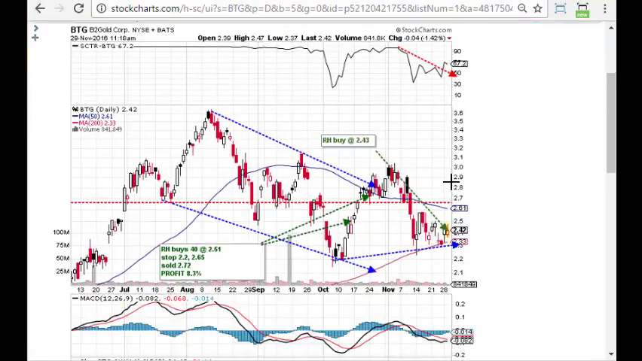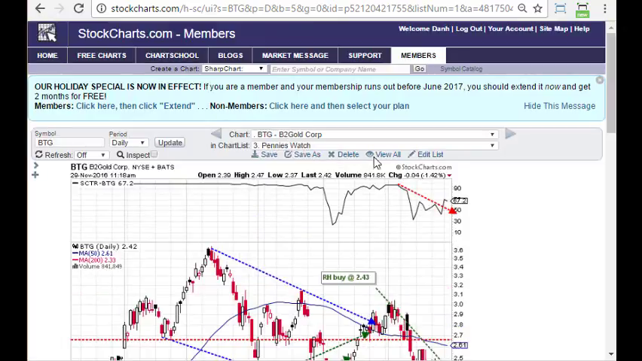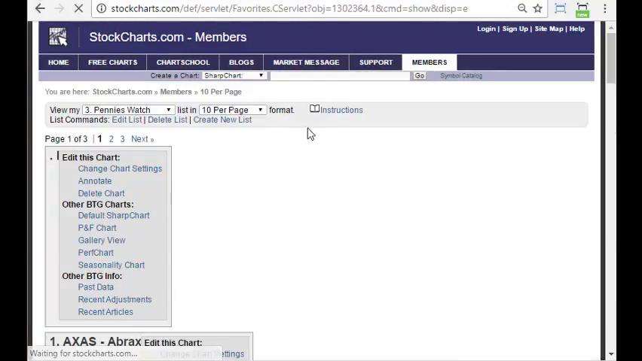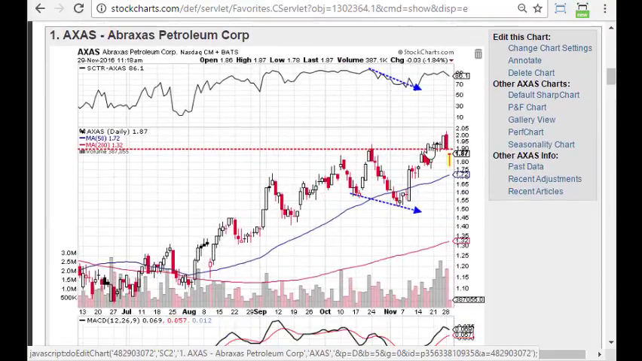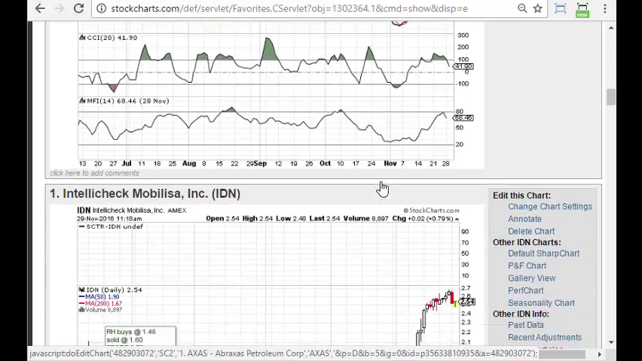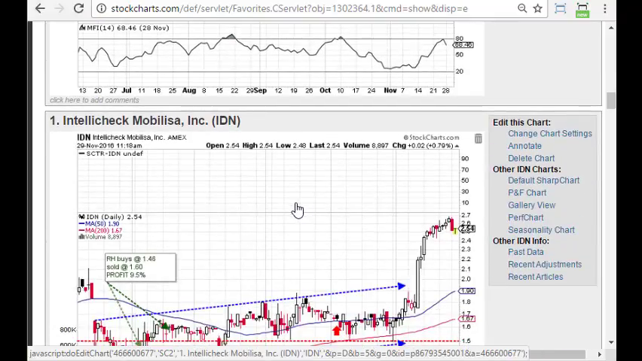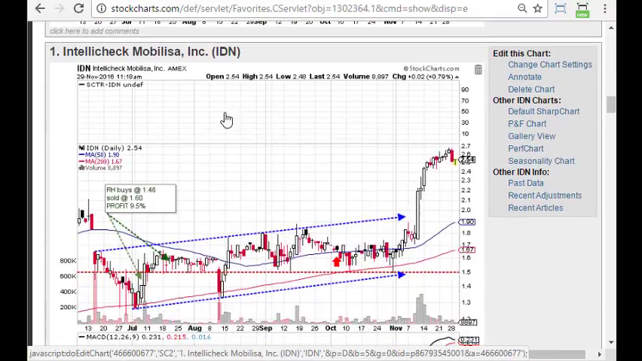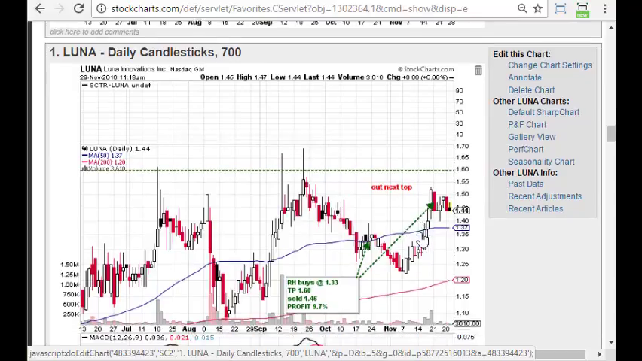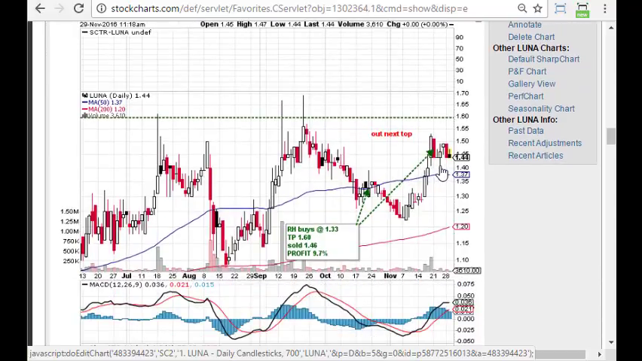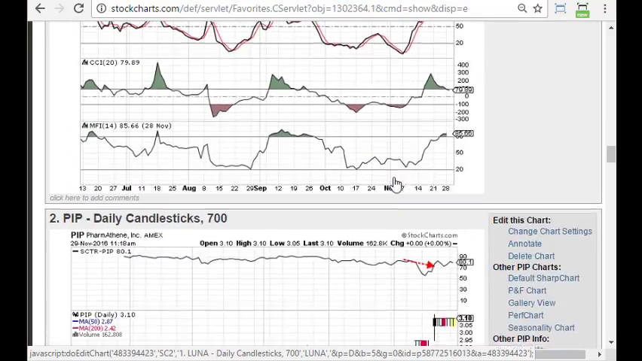Okay, let's go back to view them all again. This is the top of the list, so we're not going to buy that one. I can buy one more stock, so that's what we're doing right now. IDN, this is the top of its swing. We're not going to buy anything at the top of its swing. This one I bought last time, Luna, and I came out of that one already. It's not time to get back in yet.